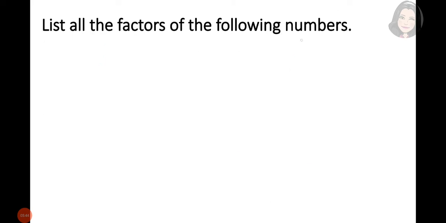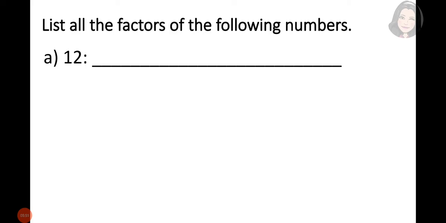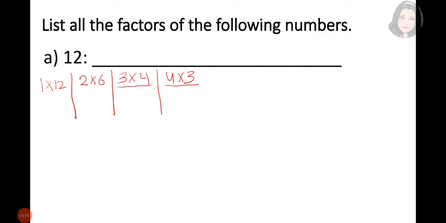List all the factors of the following numbers. Here, I need to find out all the factors we multiply together to get, for example, the number 12. We start. I have 1 multiplied by 12. I have 2 multiplied by 6. Then I have 3 multiplied by 4. Then I have 4 multiplied by 3. But watch out. 4 times 3 is the same as 3 times 4. The numbers are repeated. This is a sign that I need to stop. There are no more factors for the number 12.